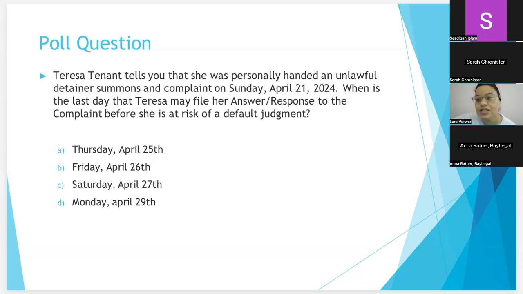But I suggest, especially if a person is self-represented, that they try to file when the clerk's office is open, just to make sure that they get that confirmation that their answer or their response was accepted by the court. Next slide.